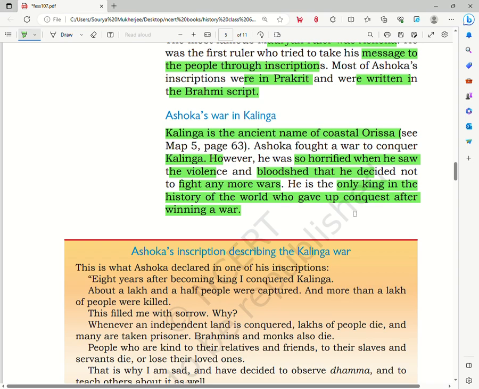He had given up conquest through violence, but he continued his conquest through the spread of his Dhamma. Dhamma basically is the Buddhist-influenced policies that were implemented by Ashoka after the Kalinga War. These were peaceful and non-violent policies to run and guide the people of his empire. So he gave up the conquest through violence, but he continued the conquest through Dhamma.